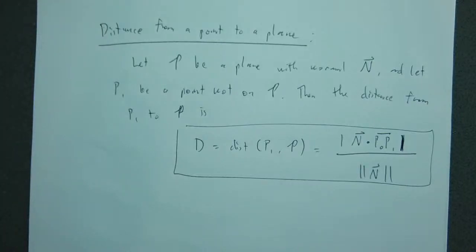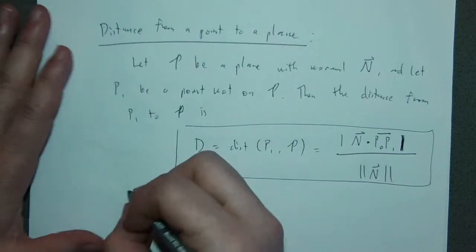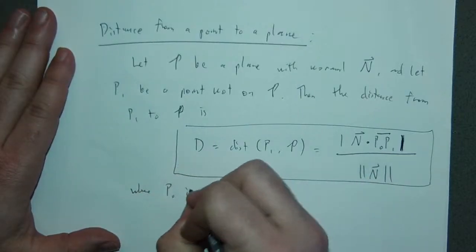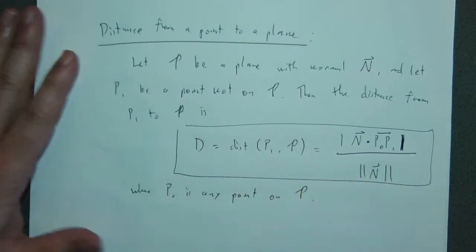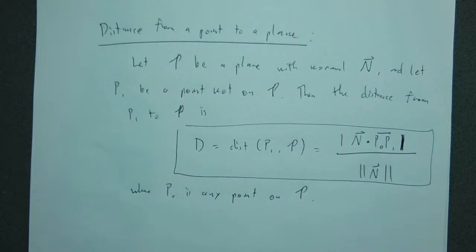So compare this with the distance formula for the distance from a point to a line. Of course, what is this P0? P0 is any point on the plane. In some ways, computing the distance from a point to a plane is actually more convenient than computing the distance from a point to a line, because rather than having to do a cross product, I just do a dot product, with my normal vector playing the role of my vector L from what we did for lines.